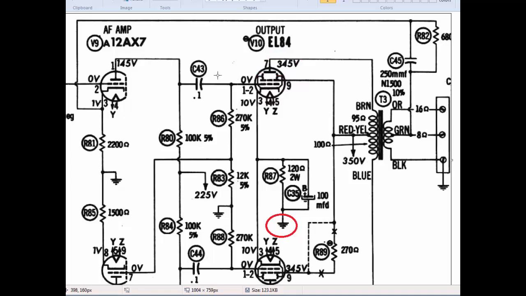Another place you'll see, look at this little space right here. This with the 3 little broken lines, that is called the grid of this tube. And what voltage is the grid operating at? Wow, check it out, 0 volts.